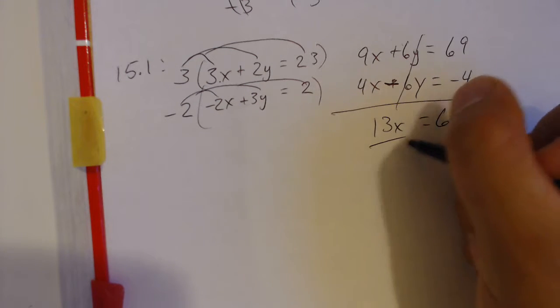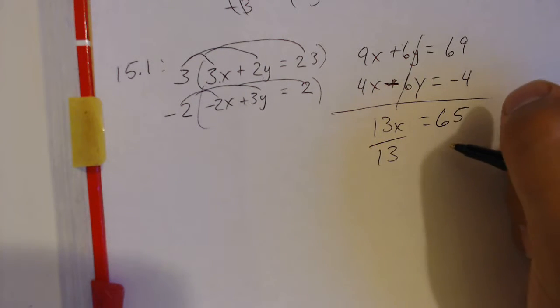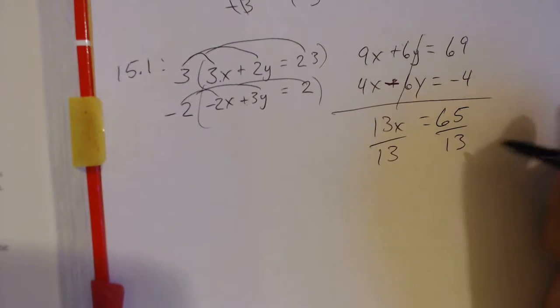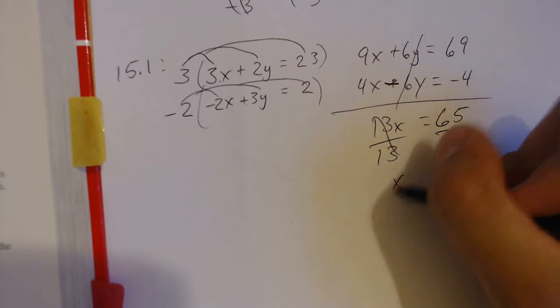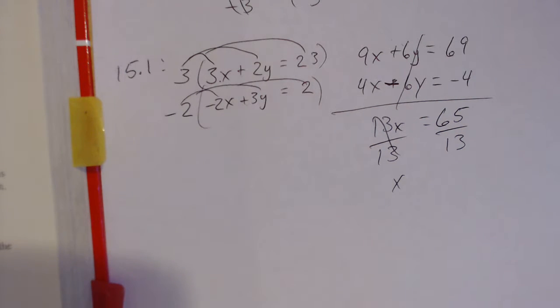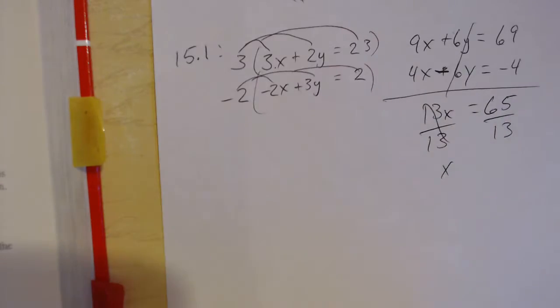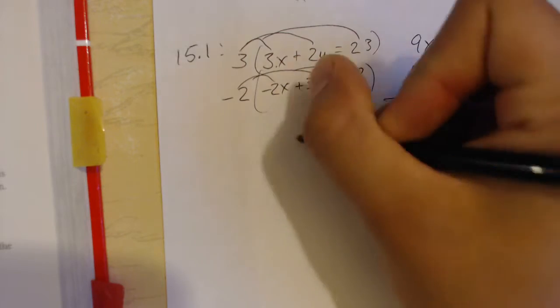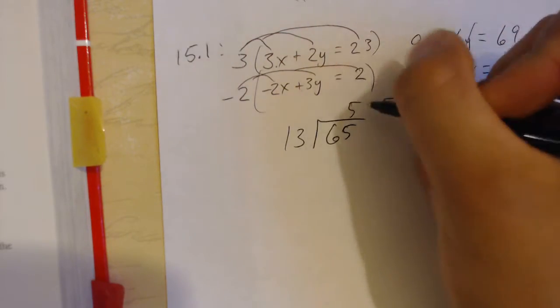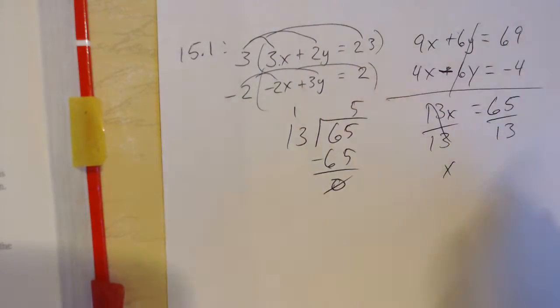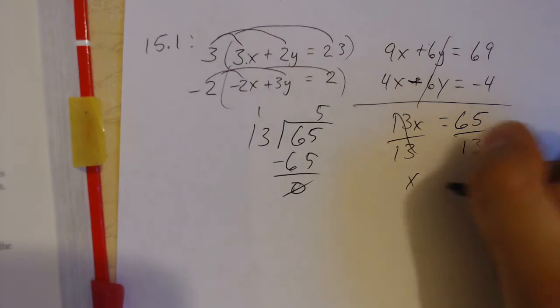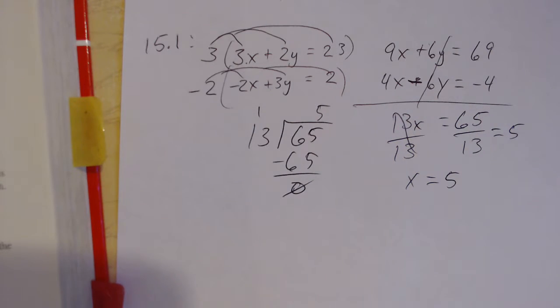So now we just divide each side by 13. And we get x equals 65 over 13. Now, can 13 go into 65 evenly? Well, I think it can. Let's find out. 13, I'll try 5. 5, 6, oh, yep, it can. Goes in perfectly. So that is just going to equal 5. So x equals positive 5.